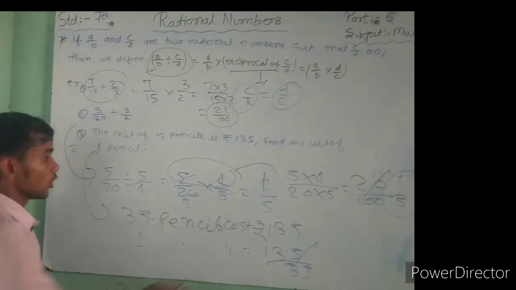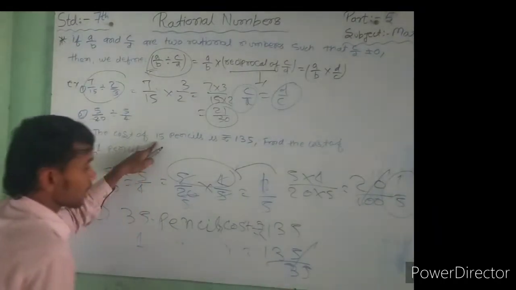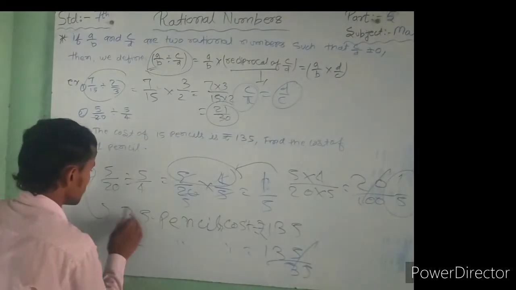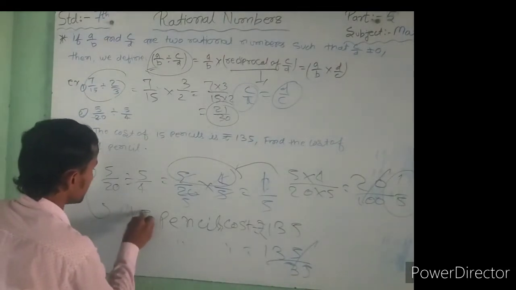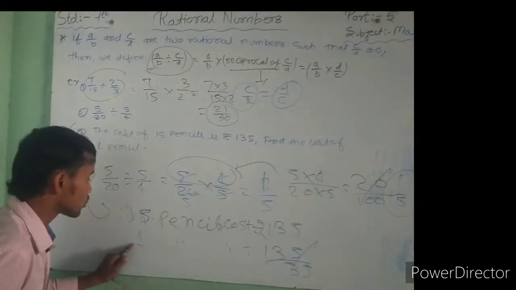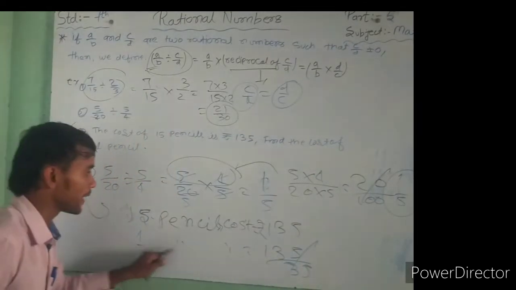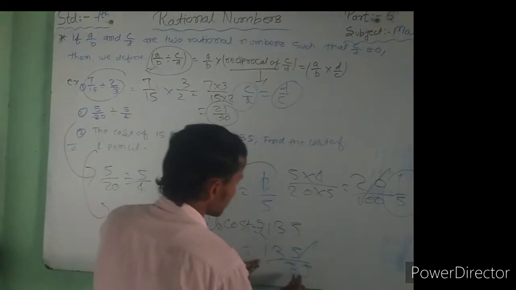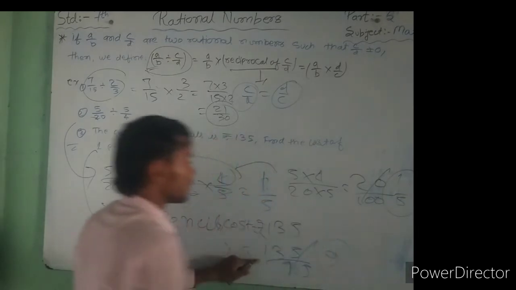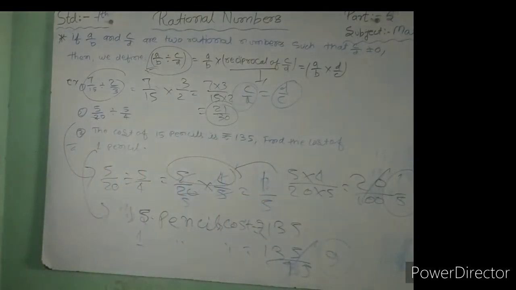Here, what is the cost of one pencil? You write 15 pencils cost 135 rupees. So one pencil costs 135 divided by 15. That's your answer, which is 9. It means each pencil costs 9 rupees.